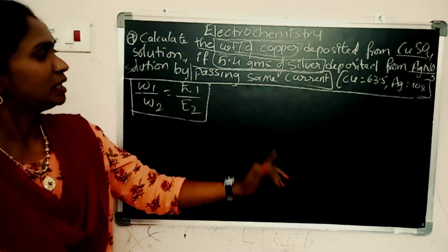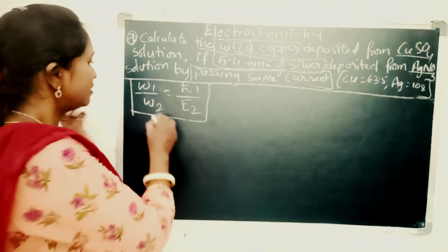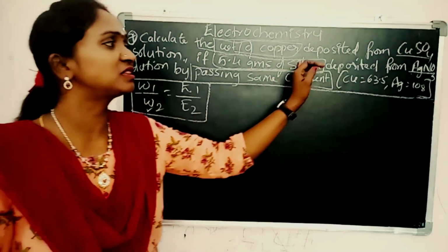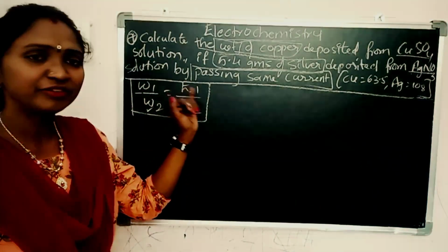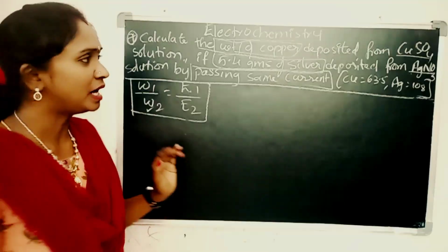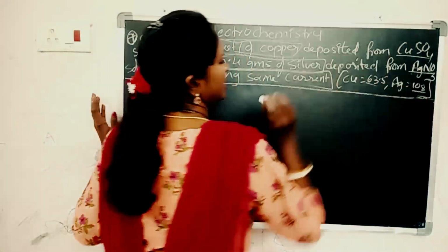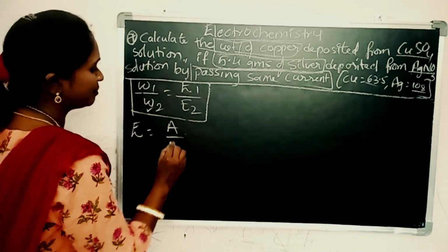But they only give 5.4 grams of silver, meaning only the weight of silver deposited, but there are no equivalent weights of both silver and copper. They did not give them; they gave atomic weights, so we know capital E equal to A by Z.